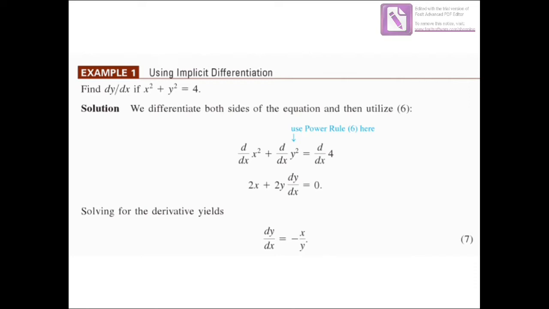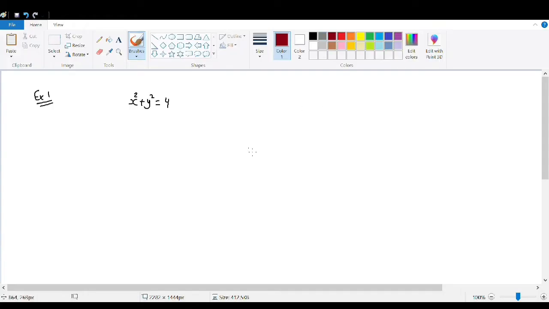First example, find dy over dx if x squared plus y squared is equal 4. So here we need to find dy over dx. Let us see how can we find this one. So here we have x squared plus y squared is equal 4. The first step we add the derivative d over dx to both sides. So this will be d over dx of x squared plus y squared is equal d over dx of 4.